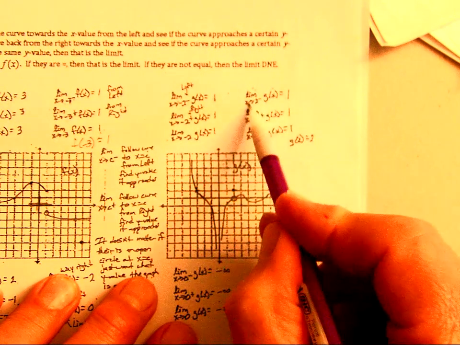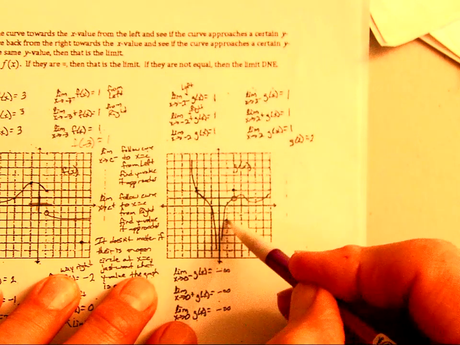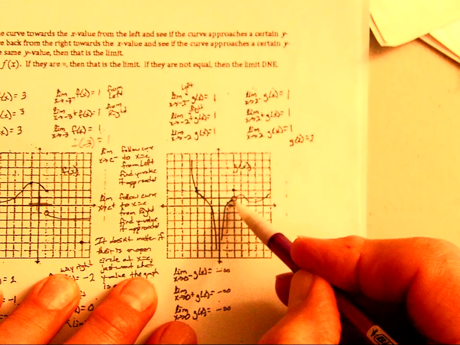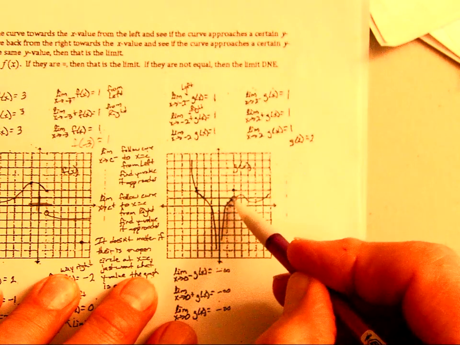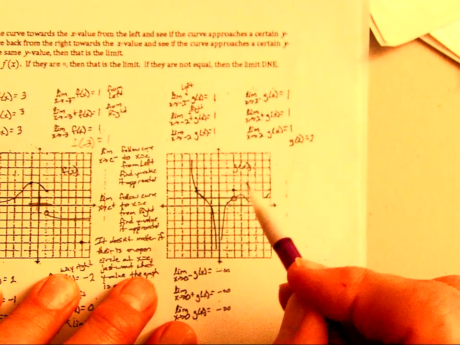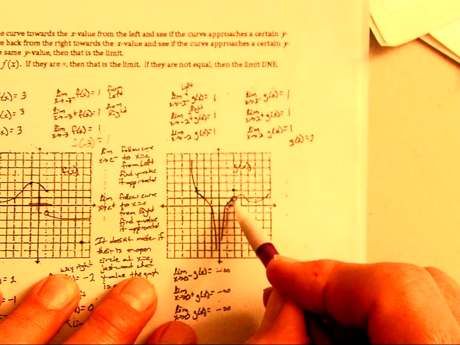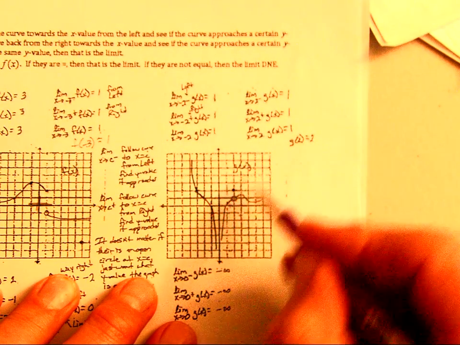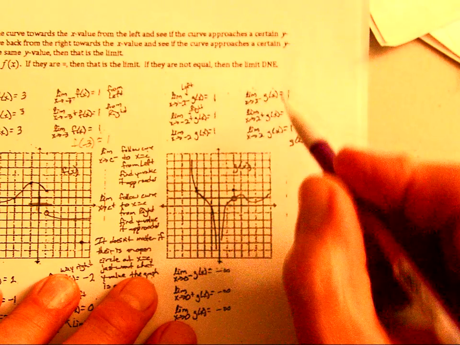So here the limit as x approaches 2 from the left. Well, if we go backwards towards 2, we're getting closer and closer to 1. We don't reach 1 because of the open circle, but we don't care for limits. For limits, we're going to get so close that it's almost 1. So that's our limit from the left.